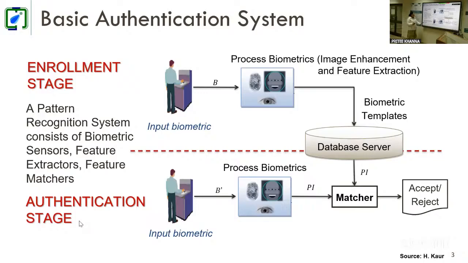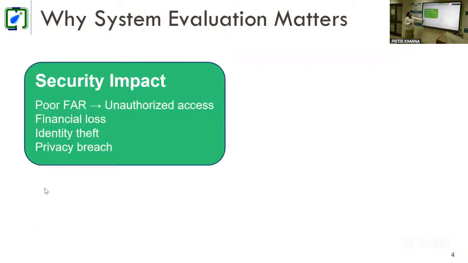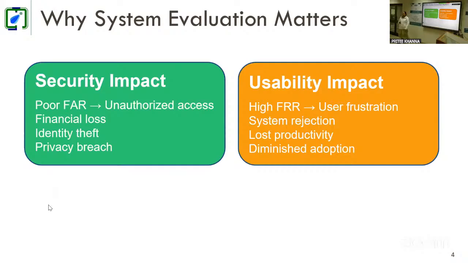So now we know how authentication is done. The question is why we are going for evaluation. Why is system evaluation required? Because there are two impacts: one is security, another is usability. When we talk about security, we want zero false accepts. We don't want any intruder to join the system or be given access, because of the repercussions. That's why we don't want it.